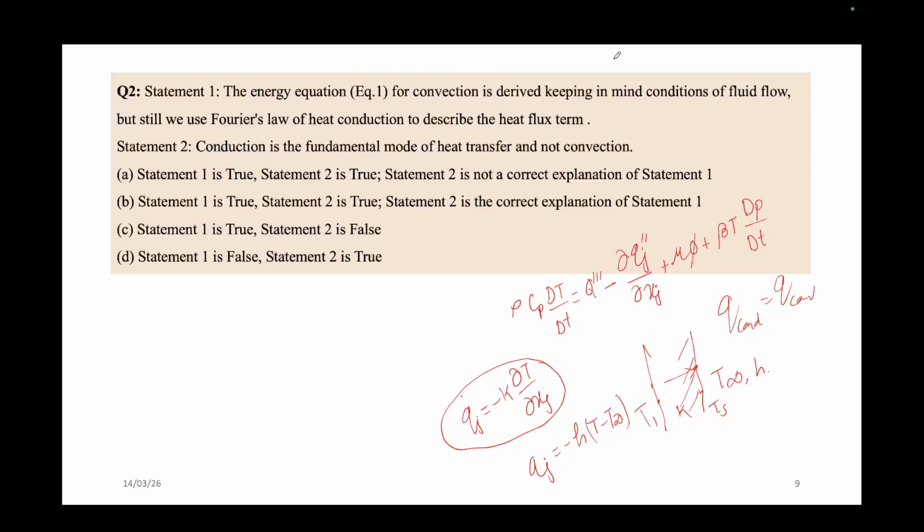So statement 1 is also correct, statement 2 is also correct. But statement 2 is not the correct explanation of statement 1. I already said that the heat transfer because of convection is because of this conduction phenomenon. So indirectly convection is related to conduction. That's why option B is the correct answer. Any confusion up to this?